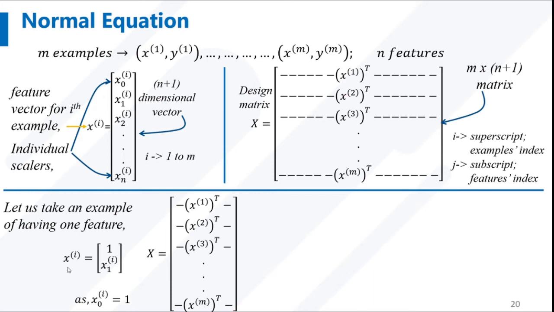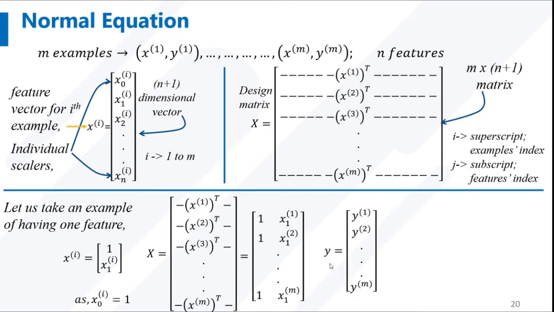So for all example vectors, you have to transpose the feature vector to form X. This is nothing but 1, x1^i, because these are the two elements in the column, and you make them a row. So 1, x1^1, then 1, x1^2, etc., up to 1, x1^m for the mth example.